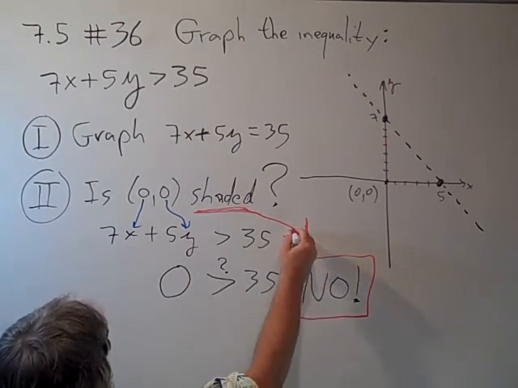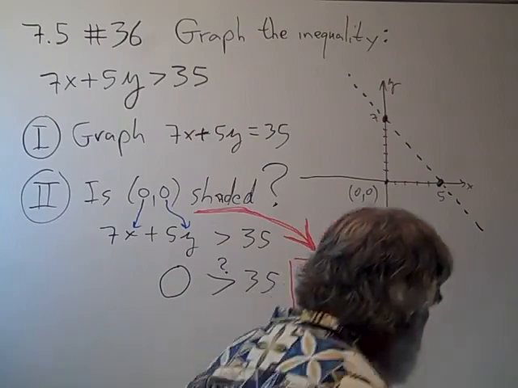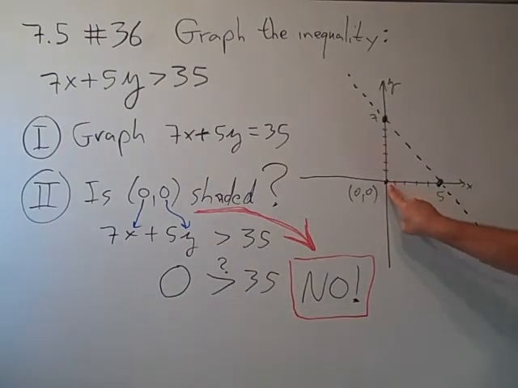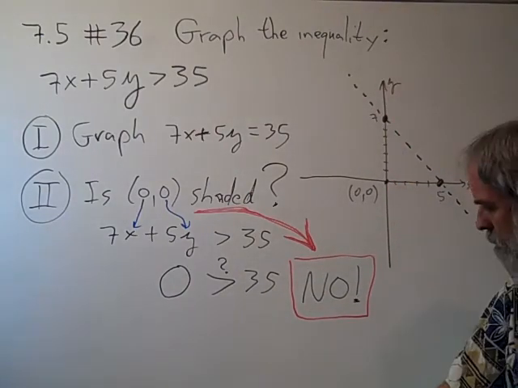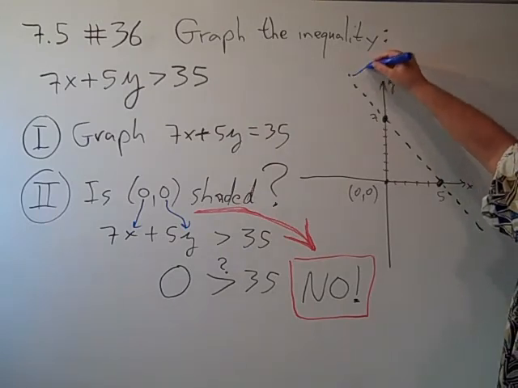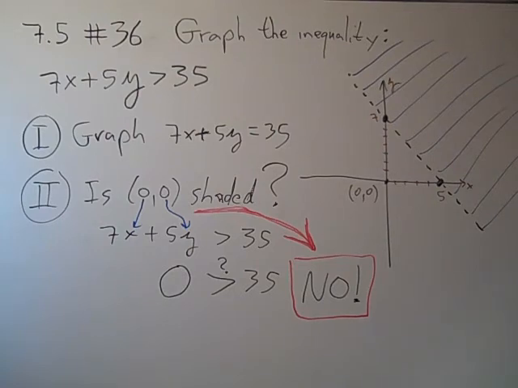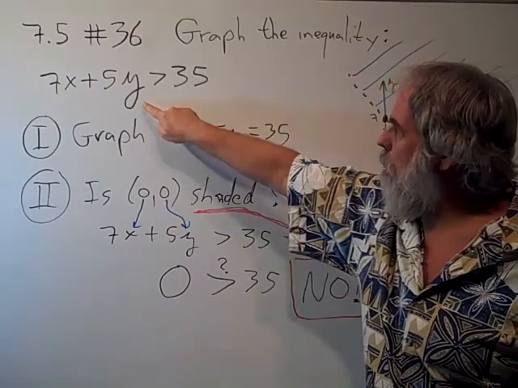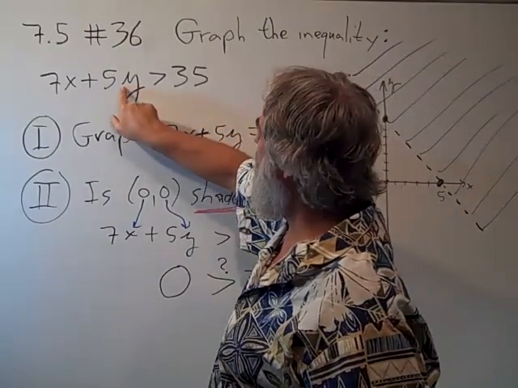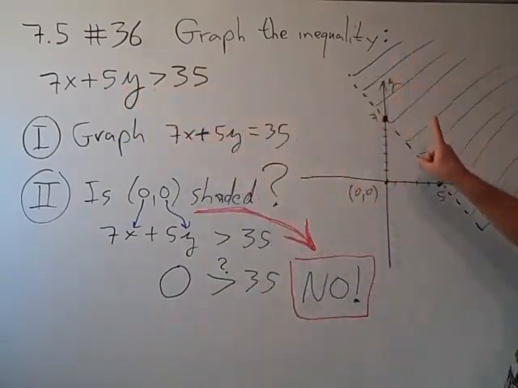No, it isn't. So if the origin isn't shaded, it must be the other side of the line that is shaded. So, in fact, this is the solution set to the linear inequality. Everything on this side of the line. We could have also determined that it was the top side of the line by putting the original one into slope-intercept form. Then it would end up being y is bigger than, which means the top side of the line.